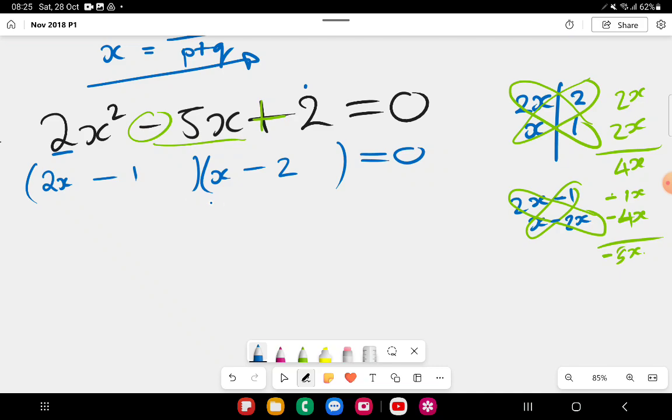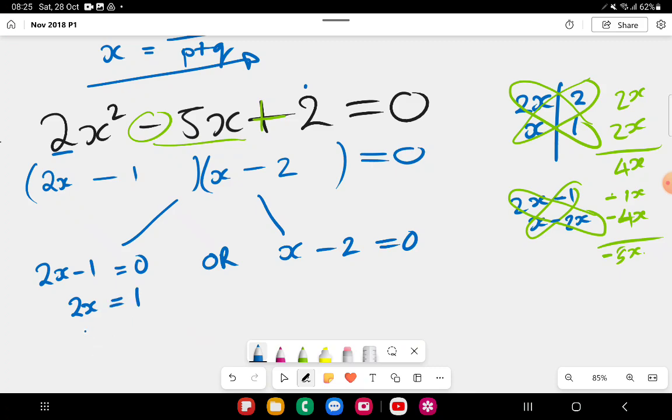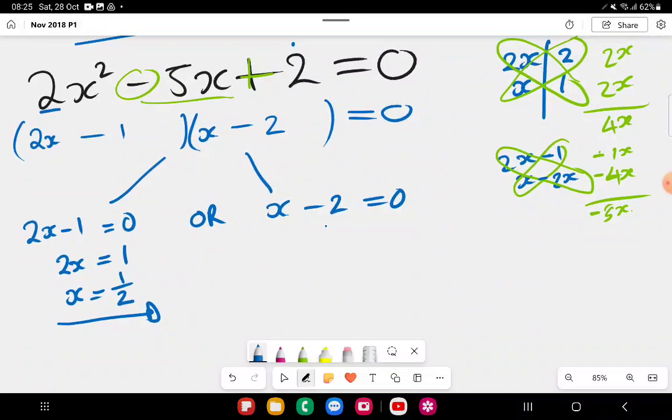So at this point, I'm going to write two brackets, and I'm going to say 2x minus 1 equals 0, or x minus 2 equals 0. 2x minus 1 equals 0, so 2x equals 1, and x equals 1 over 2. So first option, x equals 1 over 2. On the right hand side I'm going to say x equals 2, and that's my two options, my two solutions to this question.